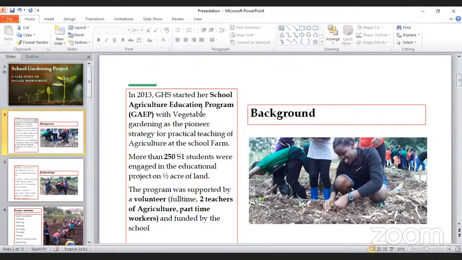The key people in the implementation of that project: we had a volunteer, we had two teachers of agriculture, and then we could ask for part-time workers to come and help us do some work that the students couldn't do or were not around to do.